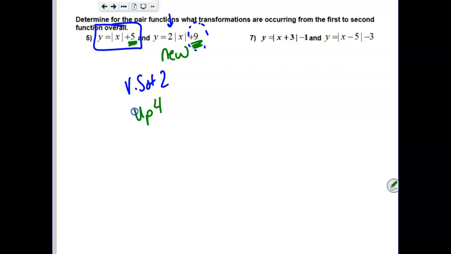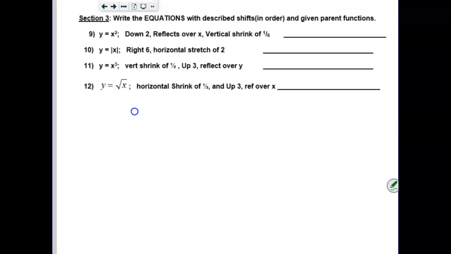Just tell me the changes that occurred from the beginning to the end. Take a look at this stuff. This is very much like what you're going to see on your test on Friday. So in order, this one does have to be in order, so be careful. Let's talk about this guy. We're going to take our function of x squared, and the first thing I want you to do is shift it down 2. What does that look like?